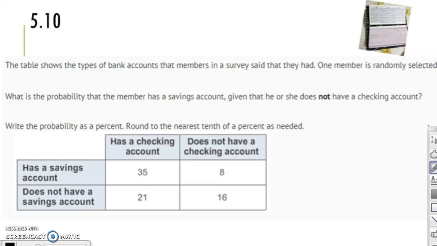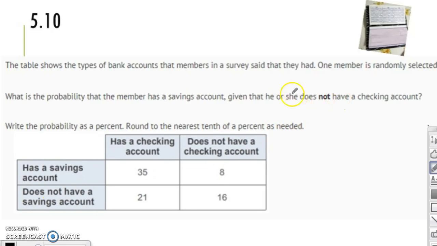The table shows the type of bank accounts that members in a survey said they had. One member is randomly selected. What is the probability that the member has a savings account given that he or she does not have a checking account? Write the probability as a percent and round to the nearest 0.1% as needed.